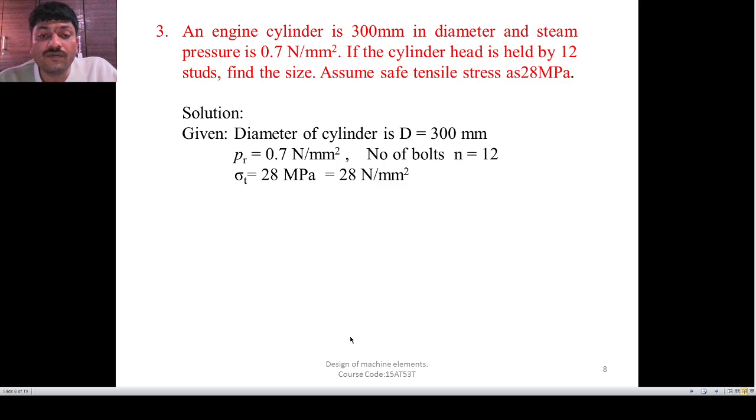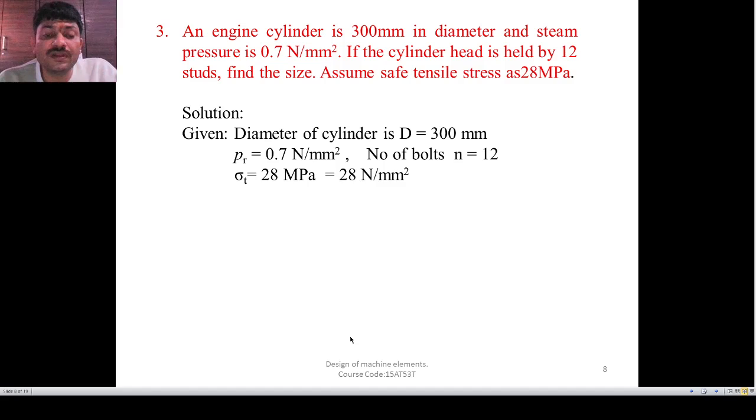Already, in the last session, we gave some important definitions and conversions. In that we gave the definition of pressure: force or load acting per unit cross sectional area is known as the pressure. From that equation we have to find out the amount of load or force acting on the engine cylinder head.